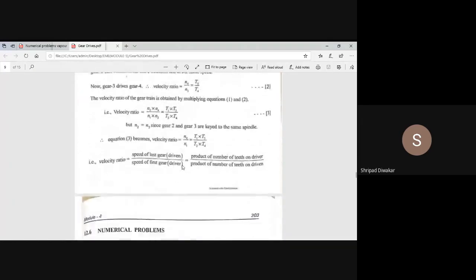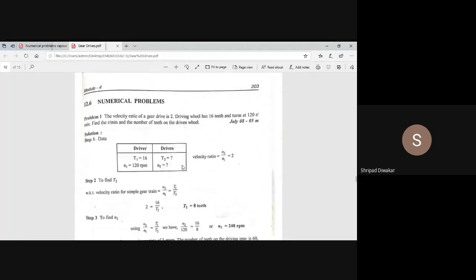So problem number 1: the velocity ratio of a gear train is 2. The driving wheel has 16 teeth and runs at 120 rpm. Using the formula N2 by N1 equals T1 by T2, N2 by N1 is 2 and T1 is 16 divided by T2. First we find the number of teeth on the driven gear, which is 8 teeth. Next, apply the same formula again: N2 we don't know, N1 is 120 as given, equals 16 by 8. So you get N2 equals 240 rpm.